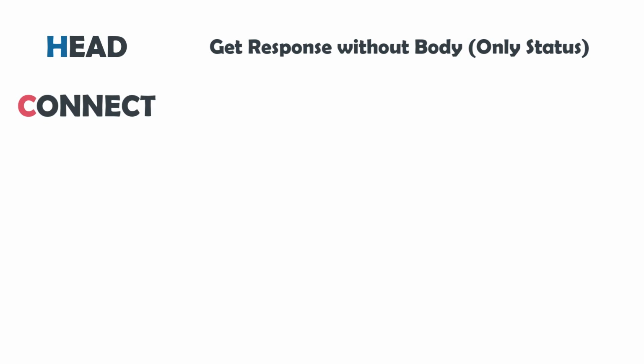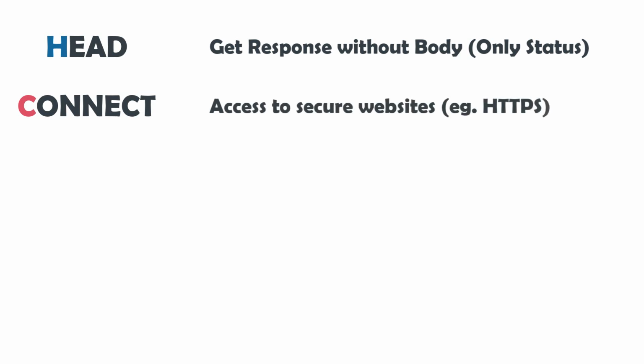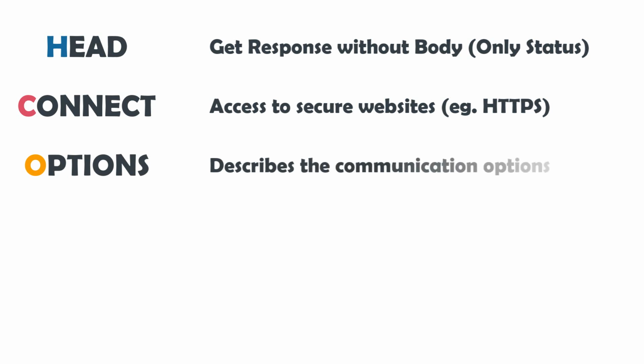Connect. The connect method establishes a tunnel to the server identified by the target resource. This can be used to access websites, which use HTTPS protocol. Options. The options method describes the communication options for the target resource. This method requests permitted communication options for a given URL or server.